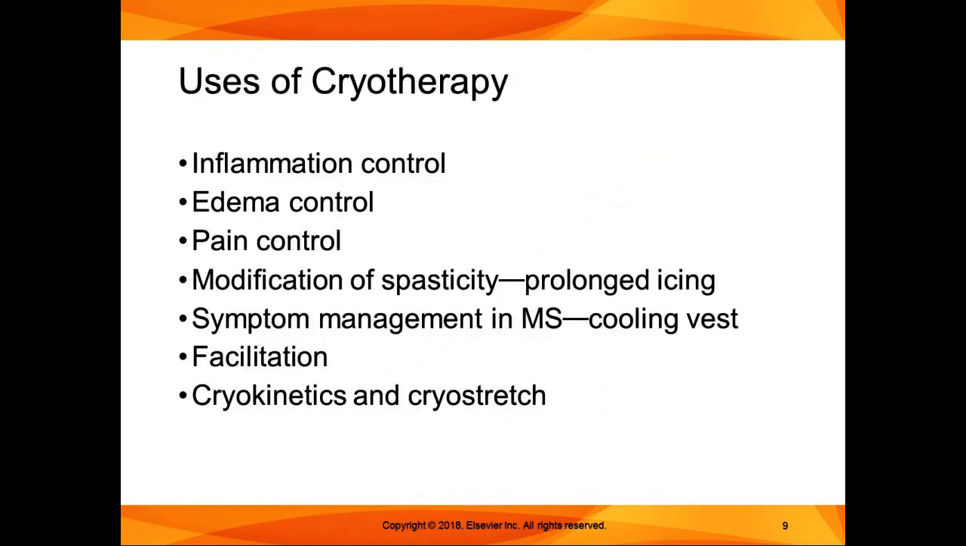So what we're going to use cryotherapy for, these are your clinical indications for cryotherapy. We're going to use it for inflammation control, edema control, pain control, that's a big one, modification of spasticity using prolonged icing, symptom management in MS. So a lot of times people with MS are affected by heat. So you can actually use cooling vests and other cooling garments to help modify their symptoms and manage them. You can use it for muscle facilitation, and you can use it for cryokinetics and cryostretch, where you're trying to affect the movement in the muscle.